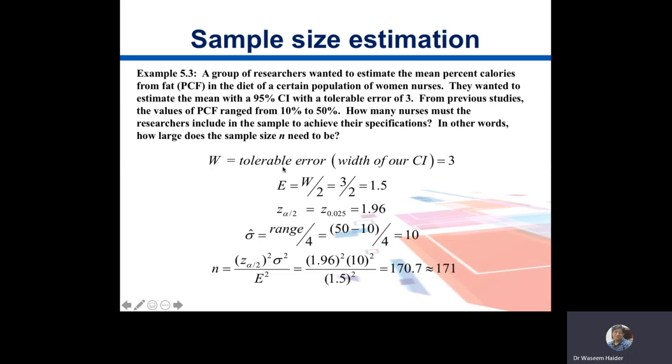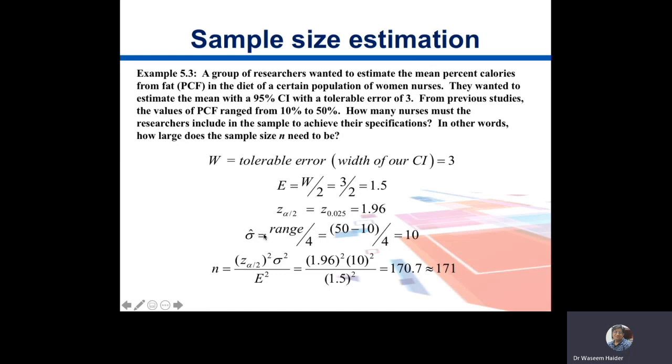We know that W is equal to the tolerable error, that is the width of the confidence interval. It is already given to us in this example, that was 3, so W is equal to 3. And we know that E is equal to W by 2, so that is 3 by 2, which is equal to 1.5. For z alpha by 2, again we will go with the standard. Alpha is equal to 0.05, so alpha by 2 is 0.05 divided by 2, which is equal to 0.025. The z value at this alpha by 2 is equal to 1.96.